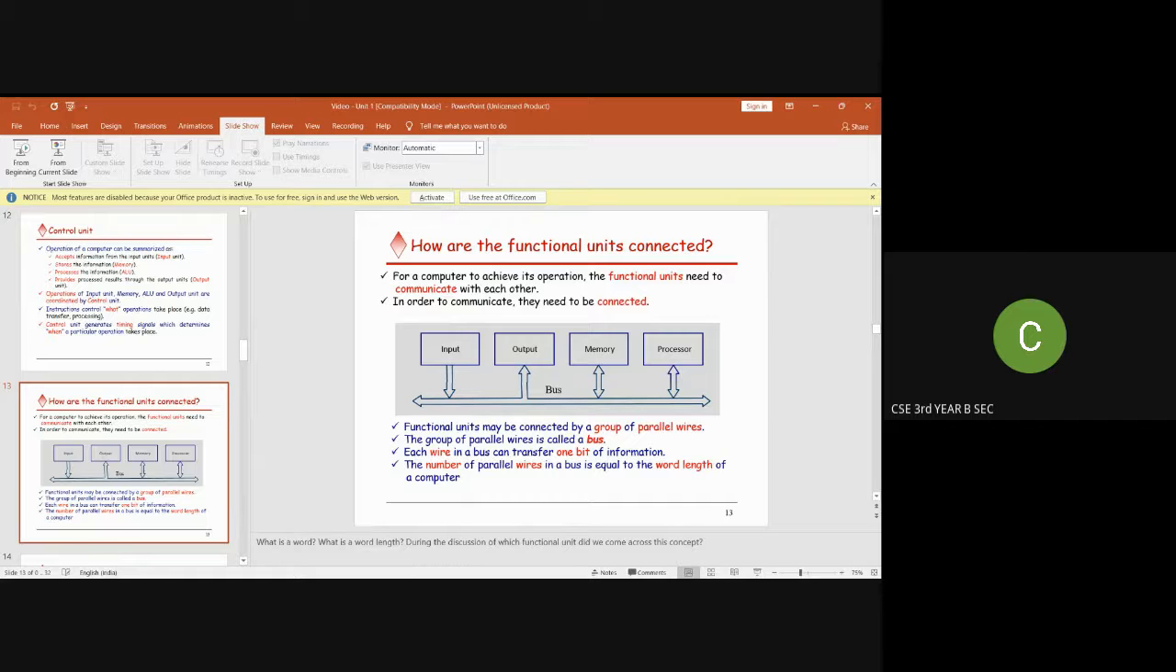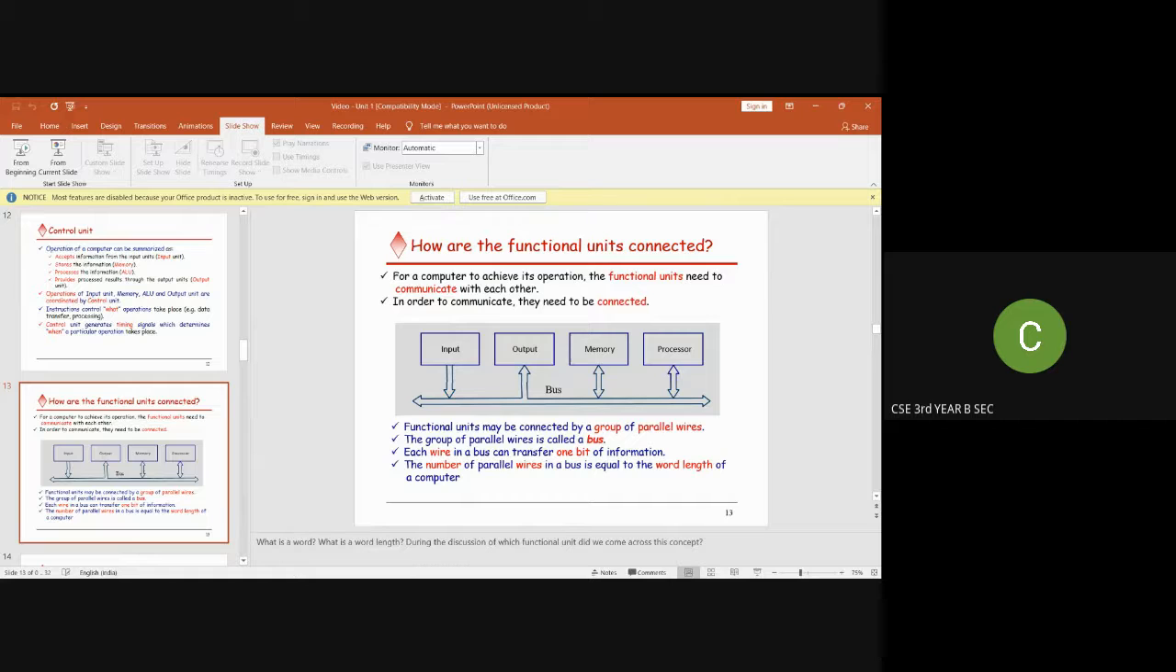So in order to transfer data from one place to another place, for example, one functional unit to another functional unit, this can be done by the bus. So bus carries the data from one place to another place. The bus contains a group of wires. So each wire in the bus can transfer one bit at a time. So the bus contains a bunch of wires. Each wire can carry one bit at a time.